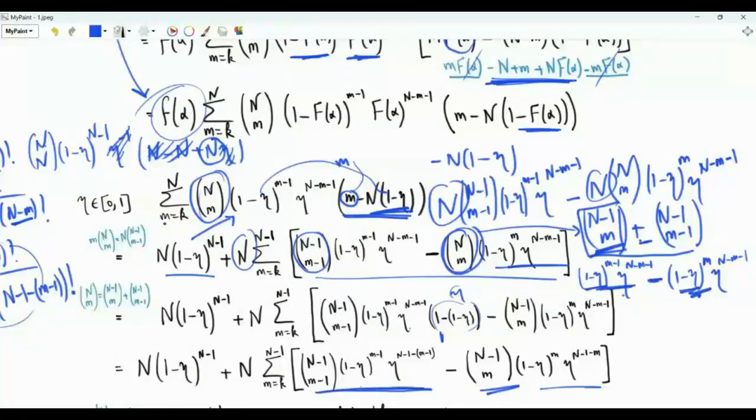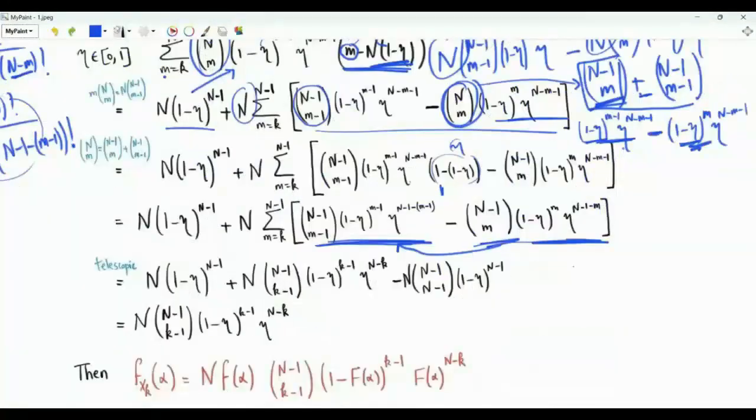We have here an expression that depends on m. Everywhere m appears, it is m minus 1. It's n minus 1 choose m minus 1, 1 minus eta to the m minus 1, eta to the n minus 1 minus, between brackets, m minus 1. This is exactly the same expression, but m minus 1 is replaced by m everywhere.